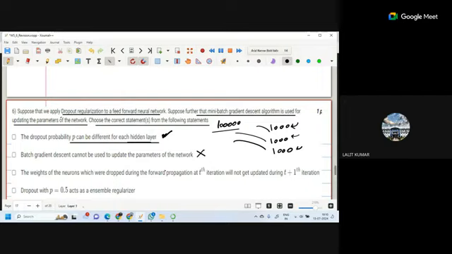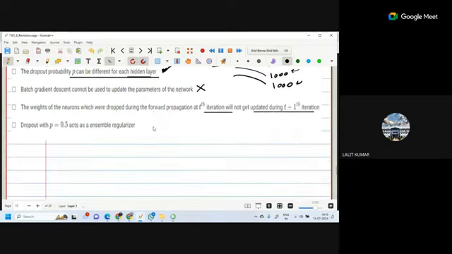This is false. It can be used. Next: the weights of the neurons which were dropped during the forward propagation at the Tth layer will not get updated during the T+1 iteration. Is it true? It depends. A neuron can get selected here, and it can get selected in the second iteration also. It depends on the probability, so this is not true.